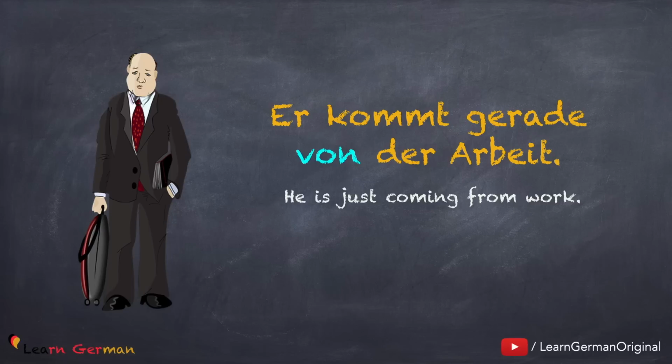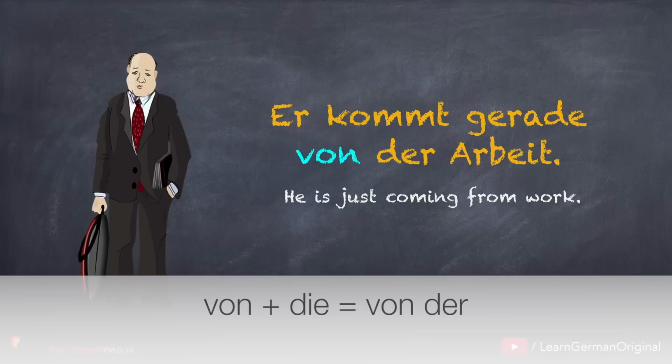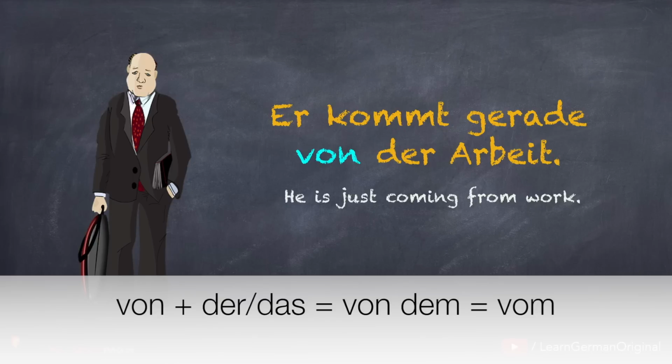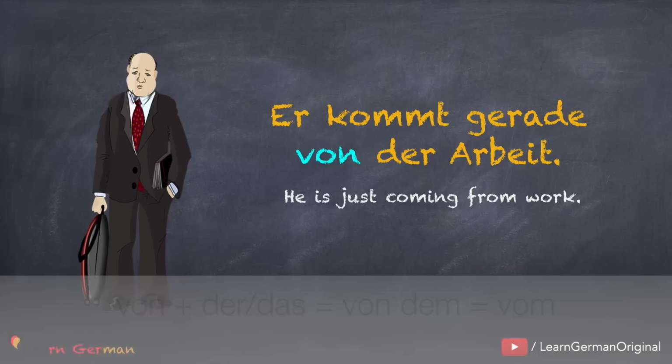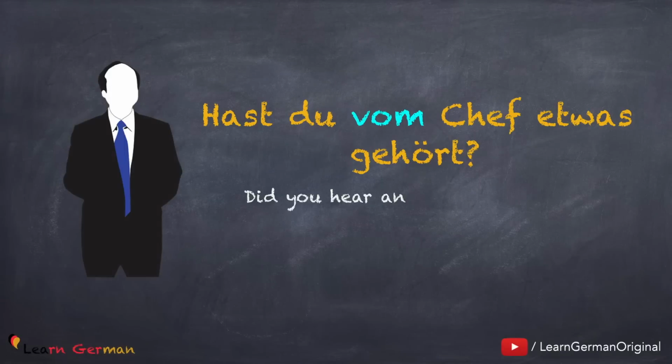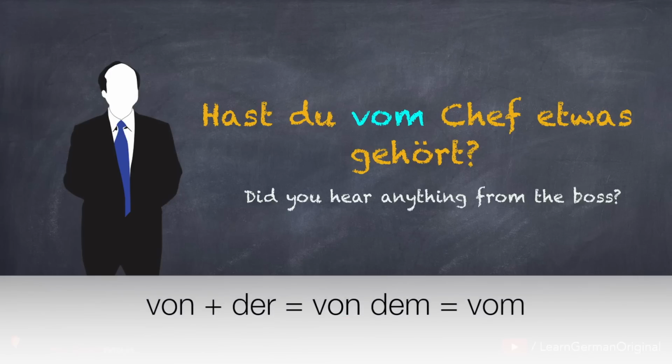Since von is a dative preposition, die Arbeit will change to der Arbeit. Von der Arbeit. If the article would have been der or das, they would change to dem. Hence, von dem or vom. For example, in the next one. Hast du vom Chef etwas gehört? Der Chef changes to dem Chef. Von together with dem changes to vom.